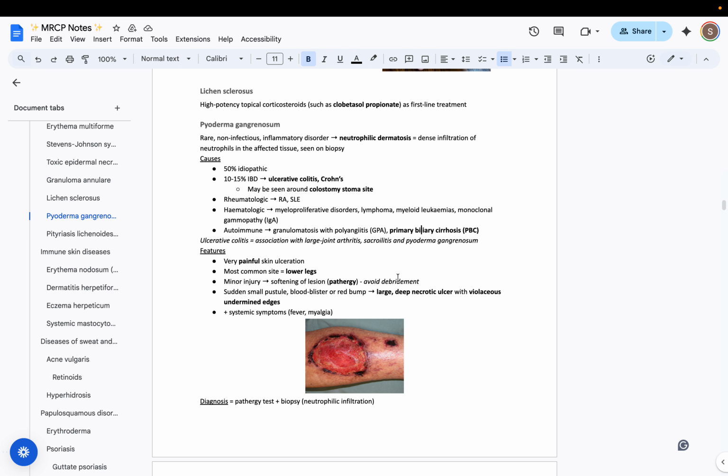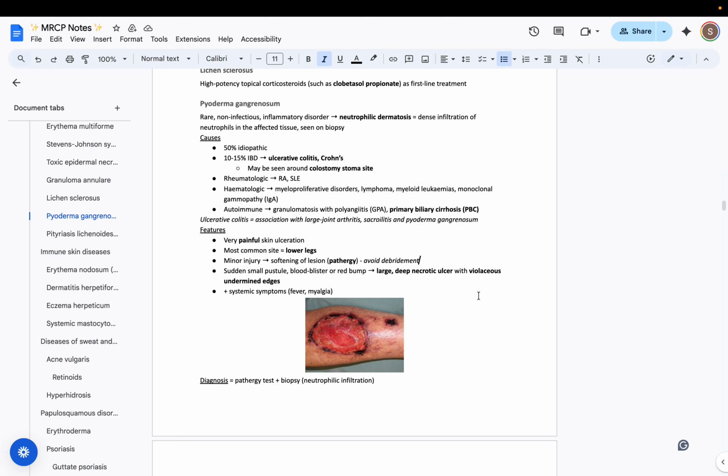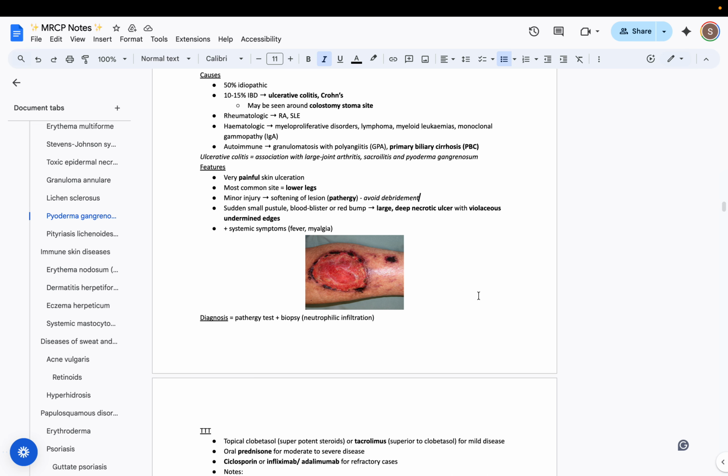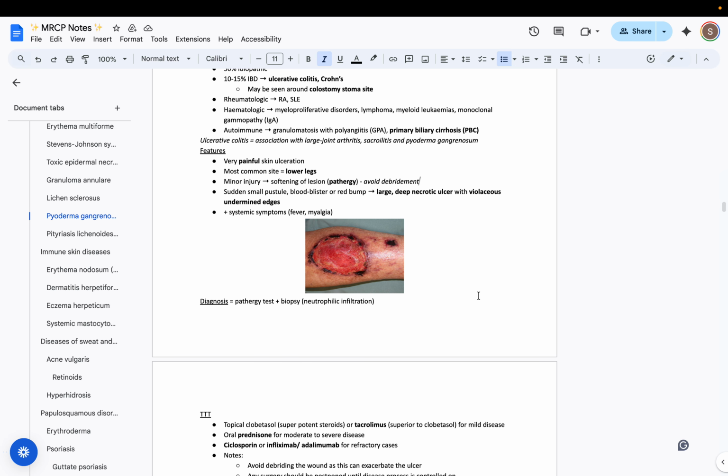Something very important about pyoderma gangrenosum is pathergy. So when it's injured, the lesion worsens and healing is affected. So we need to avoid debridement of the wound. It starts as a sudden small pustule that becomes a large, deep necrotic ulcer with violaceous undermined edges. We would do a pathergy test and biopsy, and we would find neutrophilic infiltration.